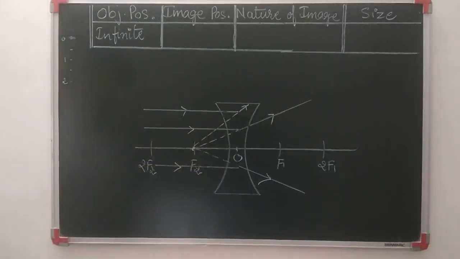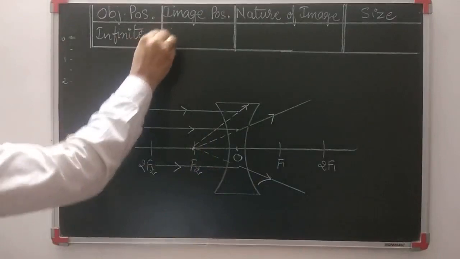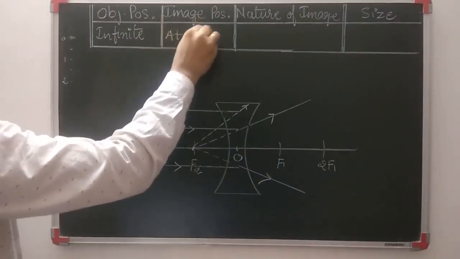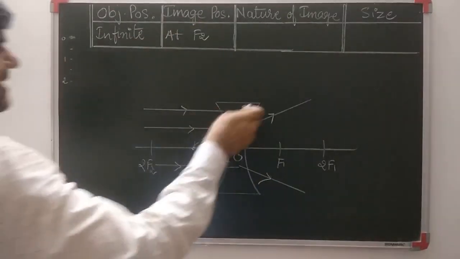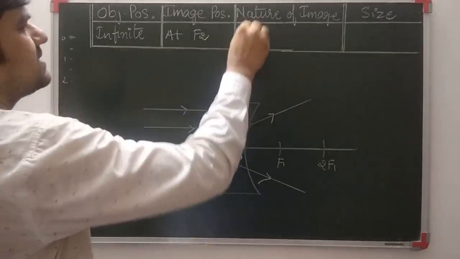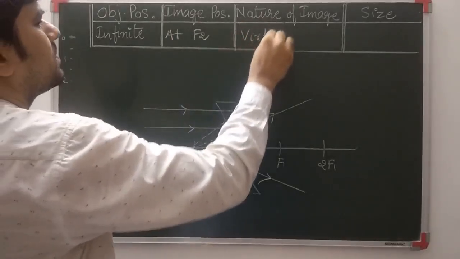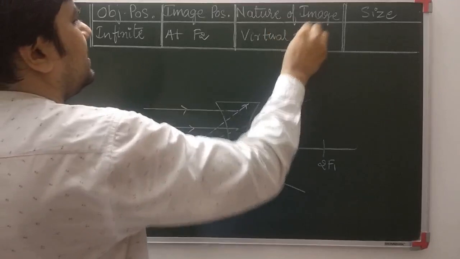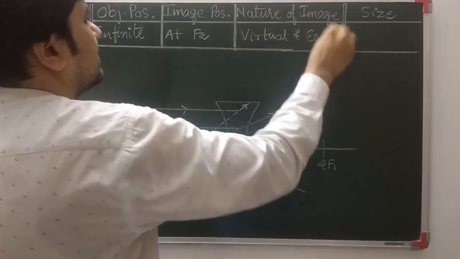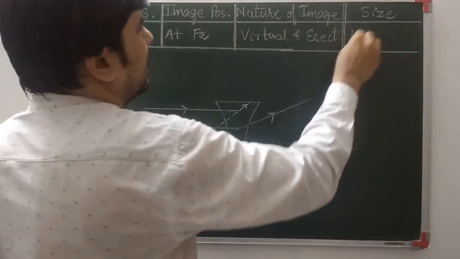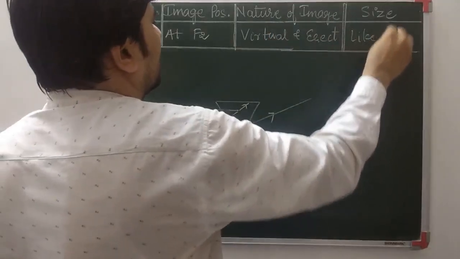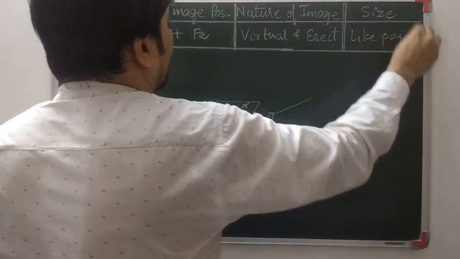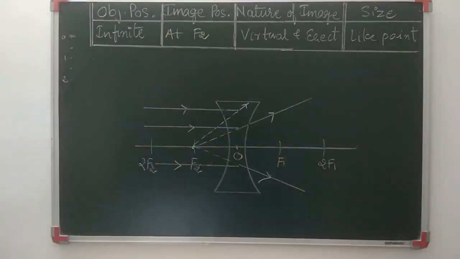So we can write here the image position: at F2. The nature, as it is a diverging ray, is virtual and erect, and the size is very small, like a point. Let us see one more diagram.